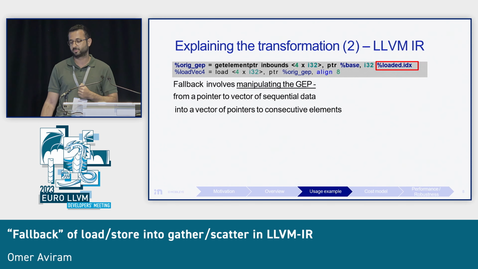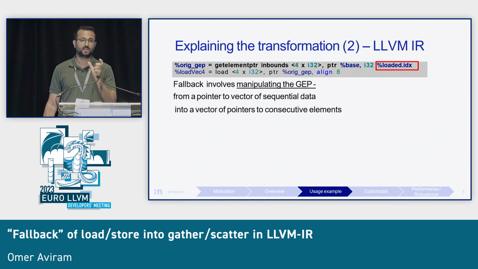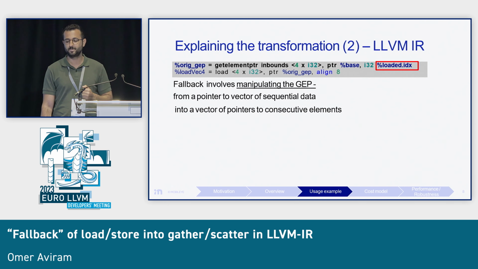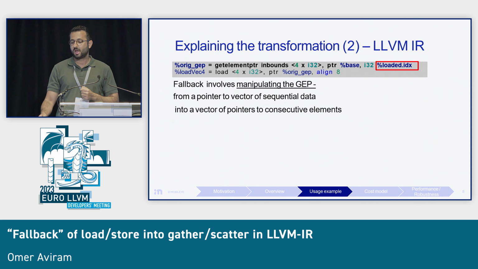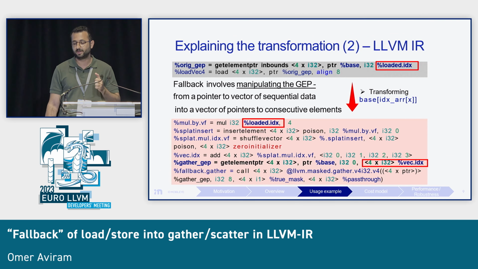How do we do that specifically at the LLVM IR level? The key to the transformation is manipulating the getelementptr instruction, which is the instruction that actually calculates the pointer that goes into the load or store instruction. We transform it from a single pointer to the sequential data into a vector of pointers to consecutive elements.